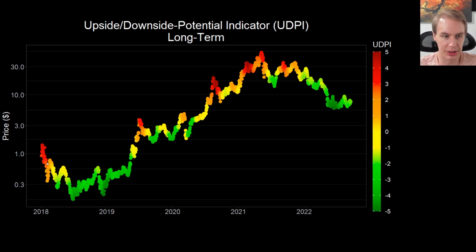So what I've done here is I've taken the price history of Link across time. It's color-coded to the UDPI output. So getting up towards 5 is high risk. That's when the upside potential has been exhausted. And then down towards -5, that's low risk. That's when the downside potential has been exhausted from the model's estimation, and upside is more plausible from that point.